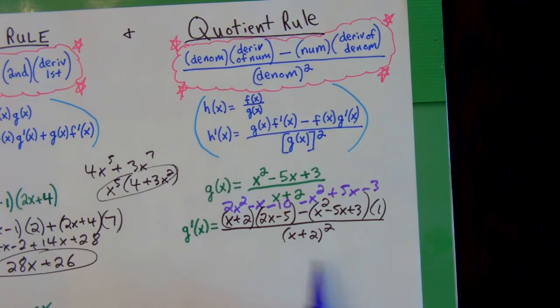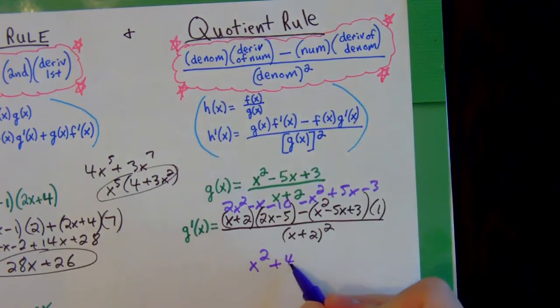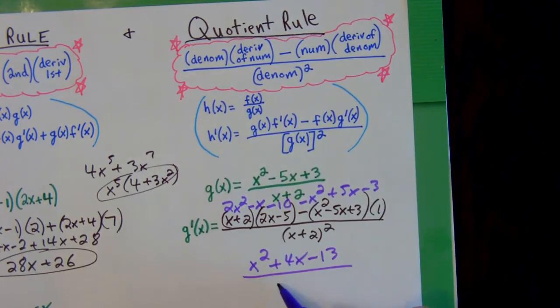And now I'm going to combine like terms. So 2 minus 1, you're going to get 1x squared. You've got negative 1 plus 5x, that's going to give us a 4x. And then negative 10 minus 3 is going to give us a negative 13. Carry down your denominator. And then there is our first derivative.